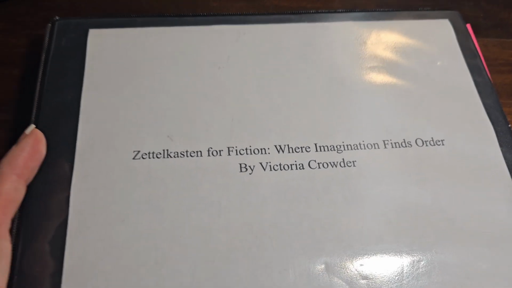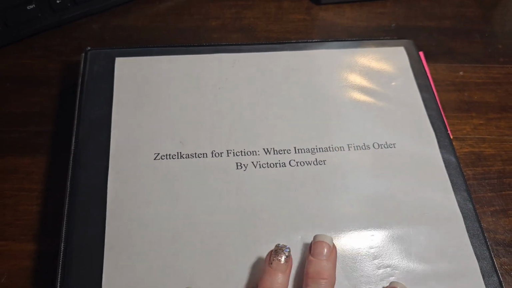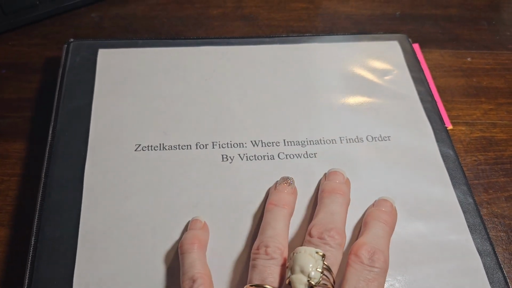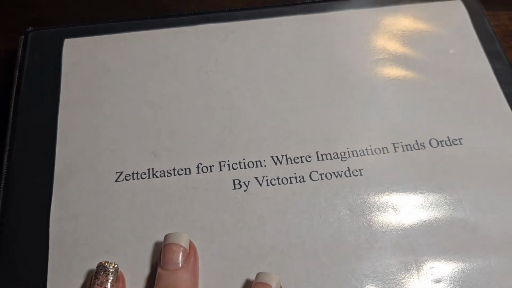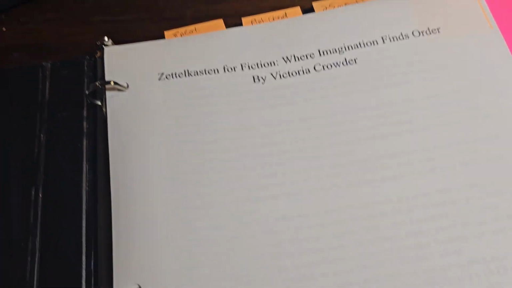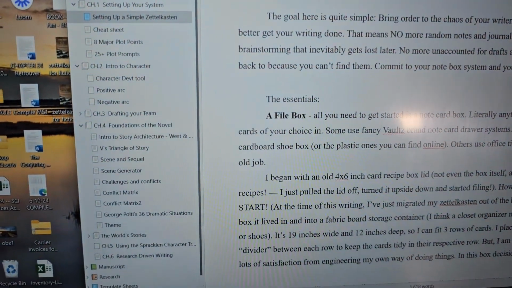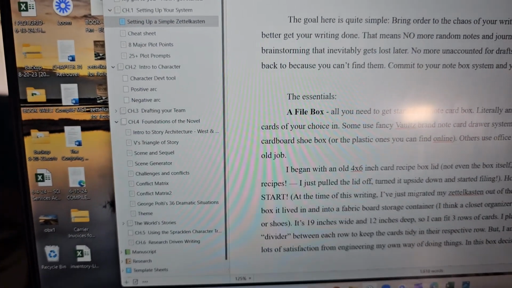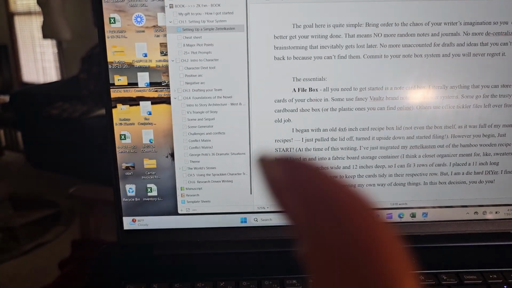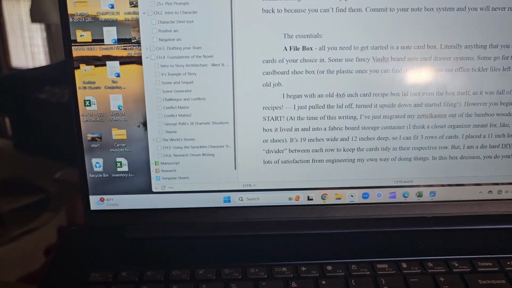So let's see what I've done today. The first thing I did is I got myself a binder. Of course, I've got a million of these around, so I just printed myself out with my titles, so I've got that at hand. And then I went through and I printed all of the chapters that are currently written in my Scrivener.